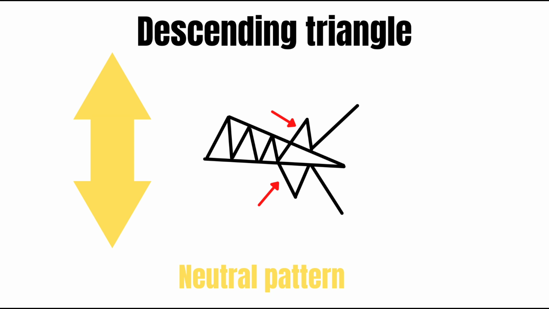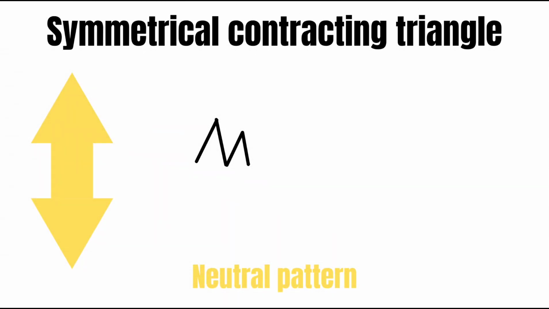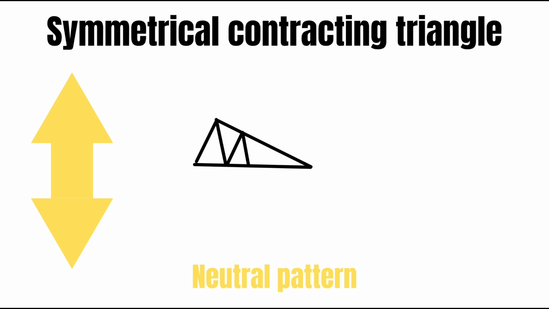Following the exact same direction, once again we have two other types of triangle that finish the category of neutral chart patterns. We have a symmetrical contracting triangle and a symmetrical expanding triangle. The only thing that changes in the neutral chart patterns is the angle of the upper and lower line. Let's begin with the symmetrical contracting triangle. The upper and lower lines converge to each other. This pattern implies decreasing volatility.